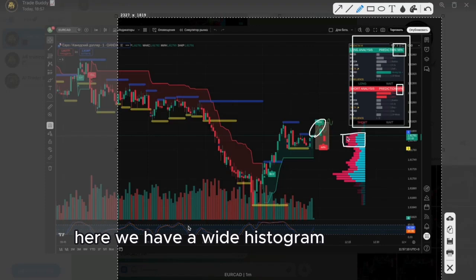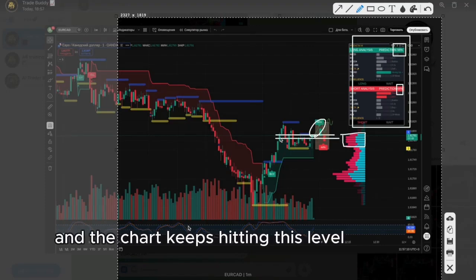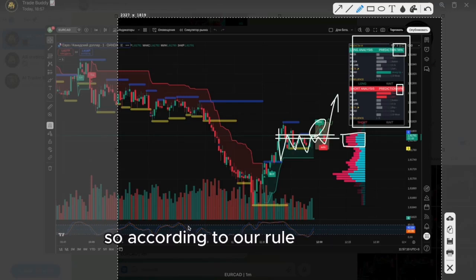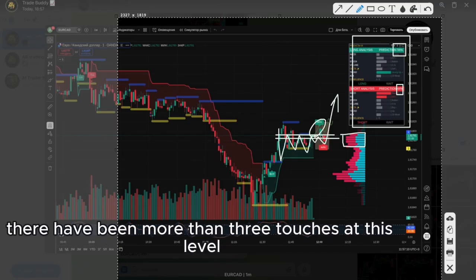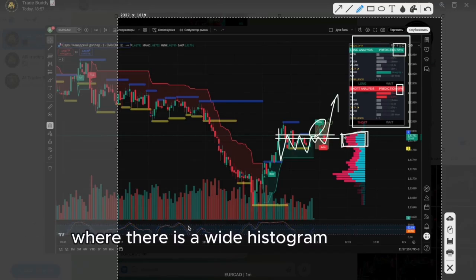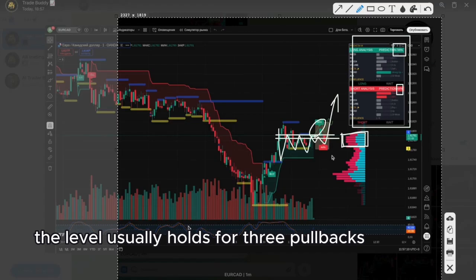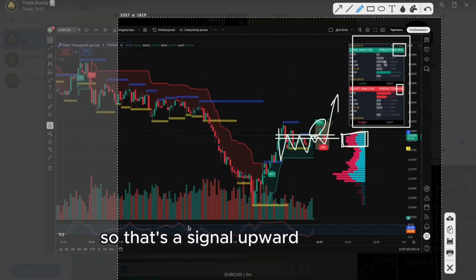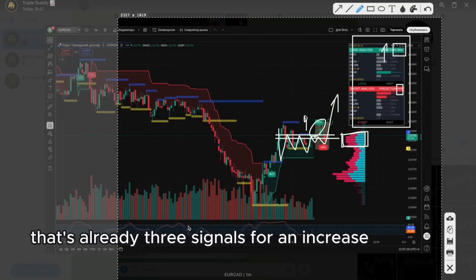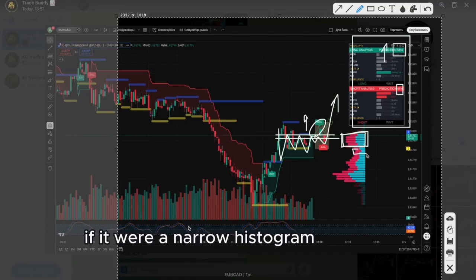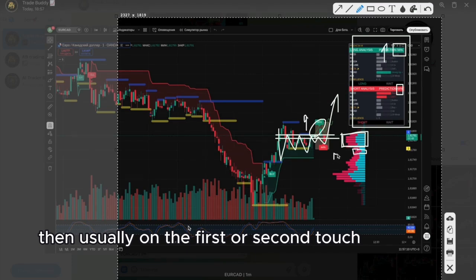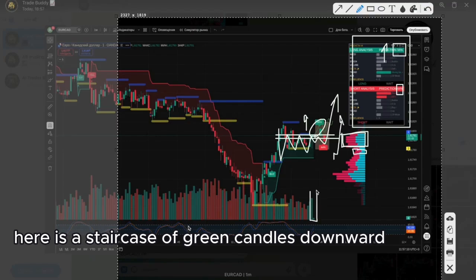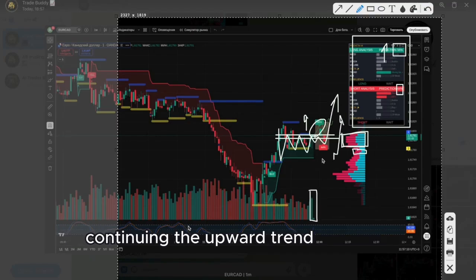Here we have a wide histogram, here we have a level, and the chart keeps hitting this level and is expected to move upward. So according to our rule, there have been more than 3 touches at this level. Where there is a wide histogram, the level usually holds for 3 pullbacks, and then there's a breakout. Here there have been 3 pullbacks, so that's a signal upward. In other words, that's already 3 signals for an increase. If it were a narrow histogram, then usually on the first or second touch, the chart would typically break through. Here is a staircase of green candles, continuing the upward trend.